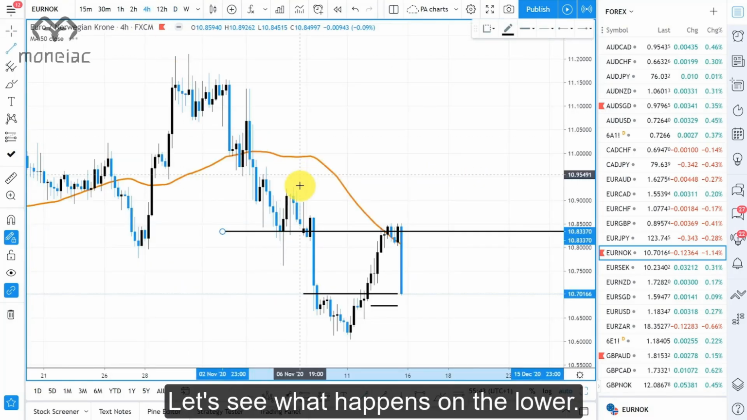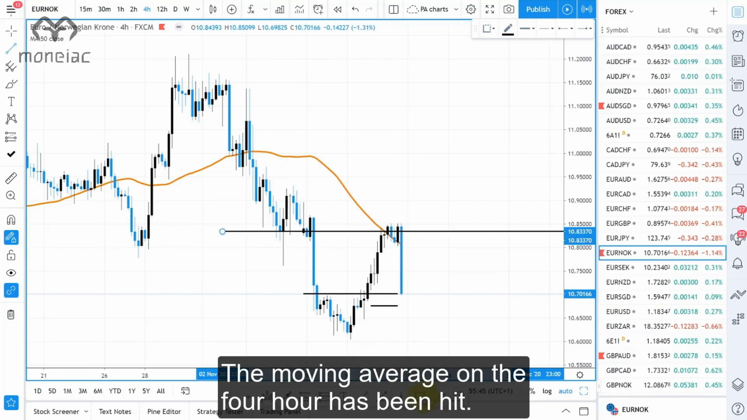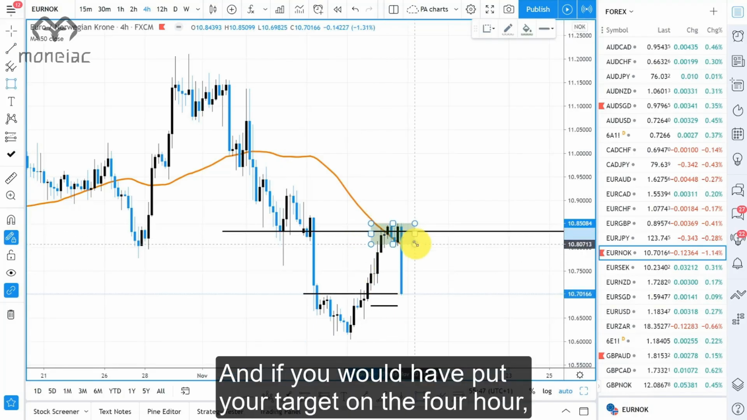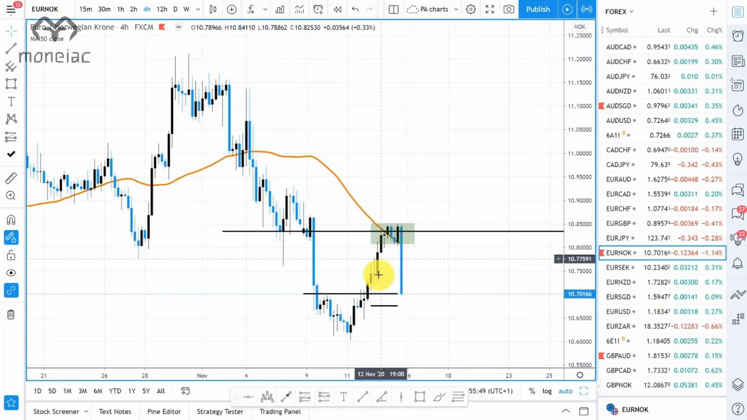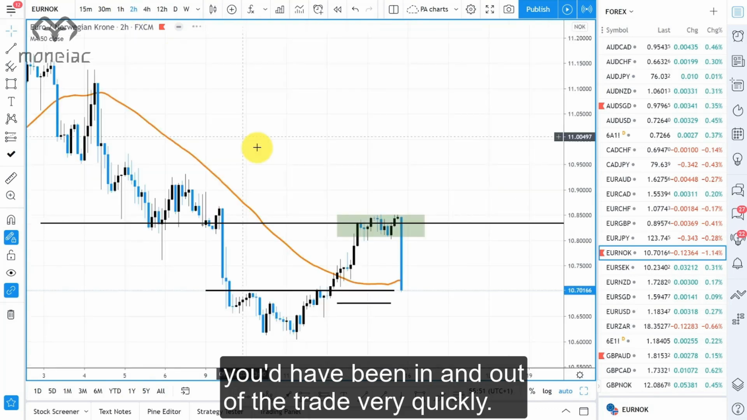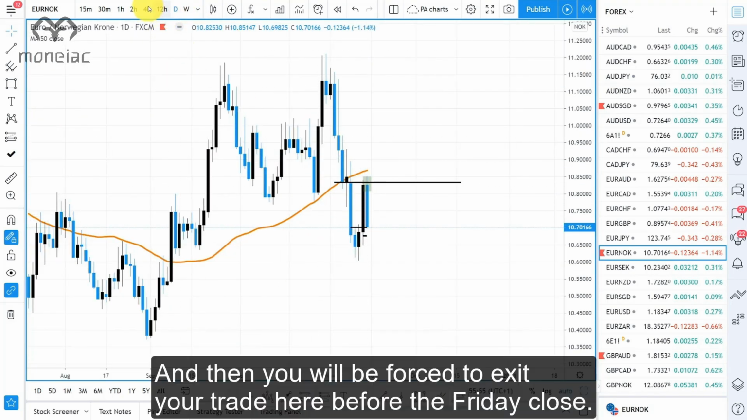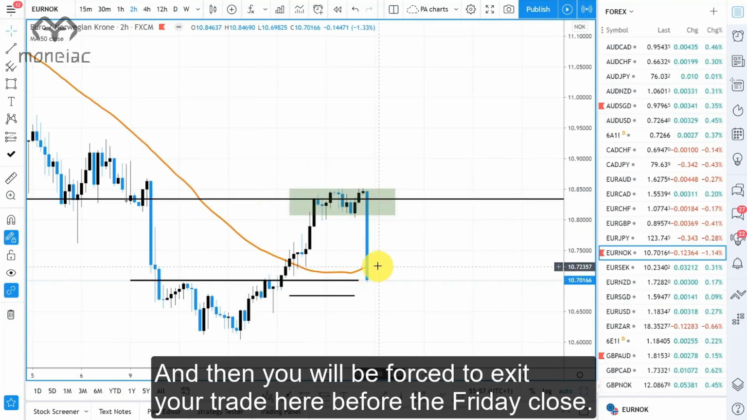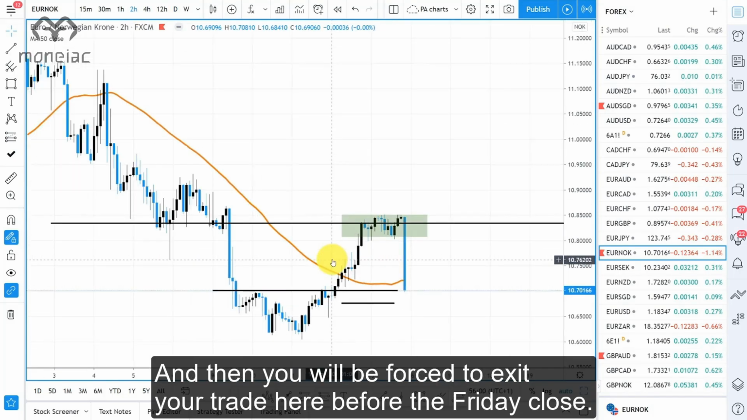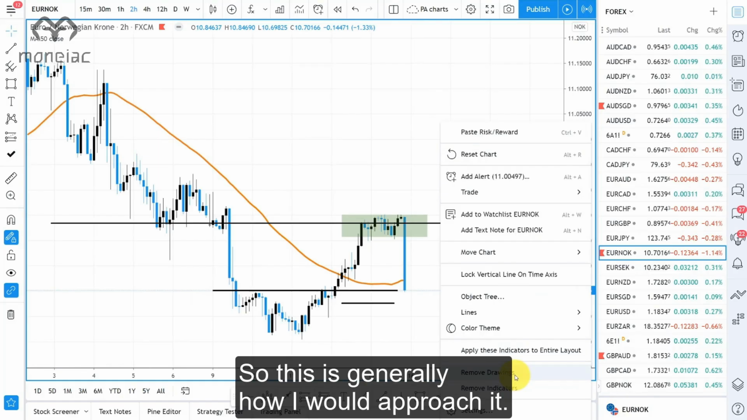Let's see what happens on the lower. The moving average on the 4 hour has been hit. And if you would have put your target on the 4 hour, you would have been in and out of the trade very quickly. If you are on the daily chart, you probably would have missed your target. And then you will be forced to exit your trade here before the Friday close. So this is generally how I would approach it.